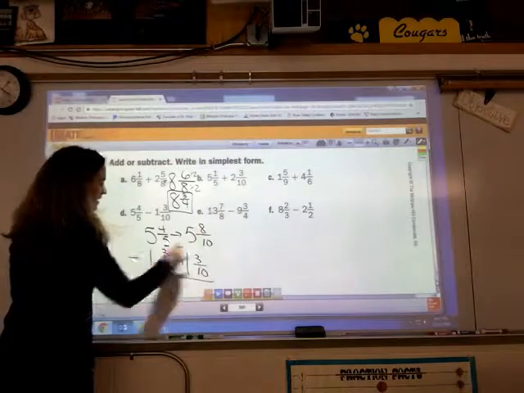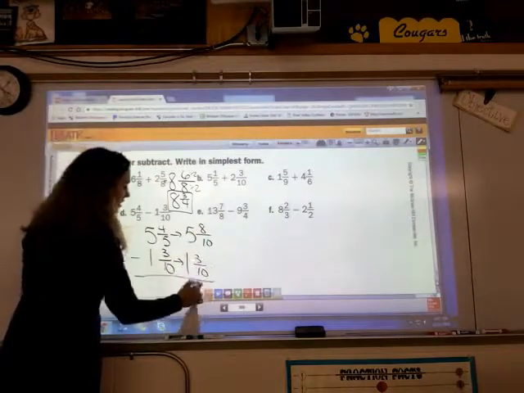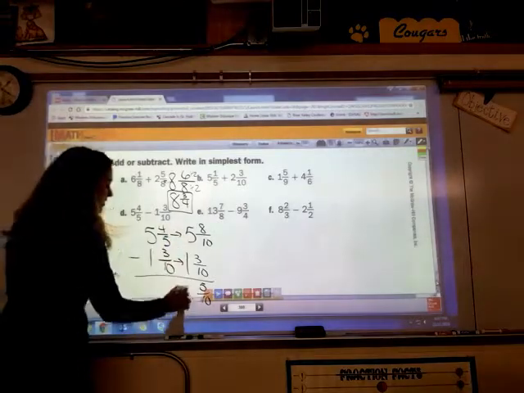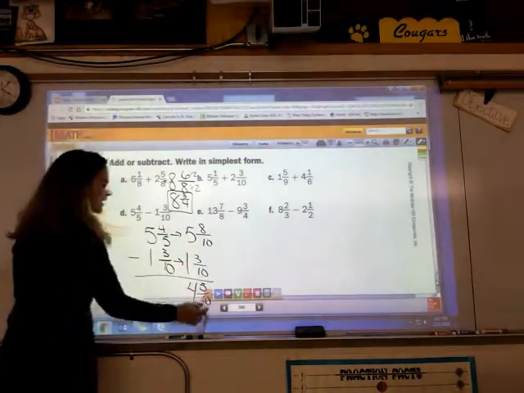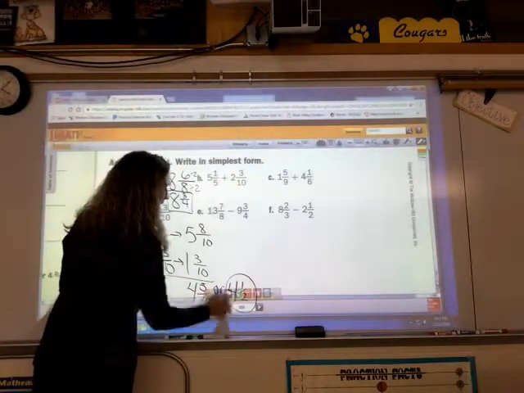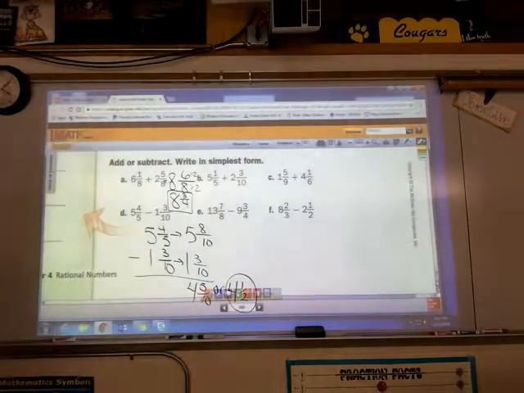I can go ahead and subtract my numerators. 8 minus 3 would be 5. Denominator stays the same as 10. 5 minus 1 is 4. Now 5/10 can be reduced down to 1/2, so I'm going to rewrite it as 4 and 1/2.